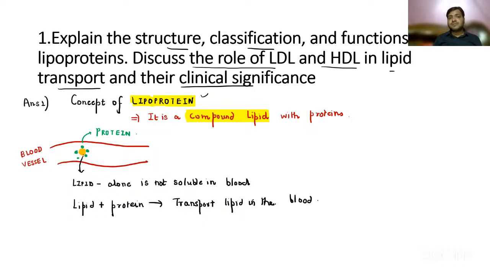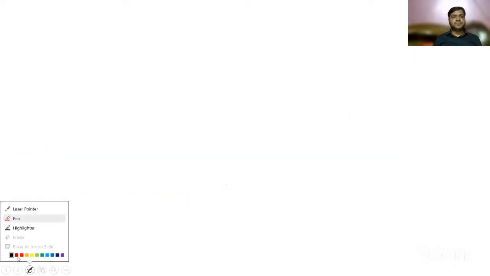Actually, this helps in the transportation of lipid in the blood. Lipid alone cannot travel in the blood. It is not soluble in the blood. Just to make it transport, we are combining it with protein. Now, coming to the structure of the lipoprotein, guys, the very first part that they have asked over here, the structure of lipoprotein.